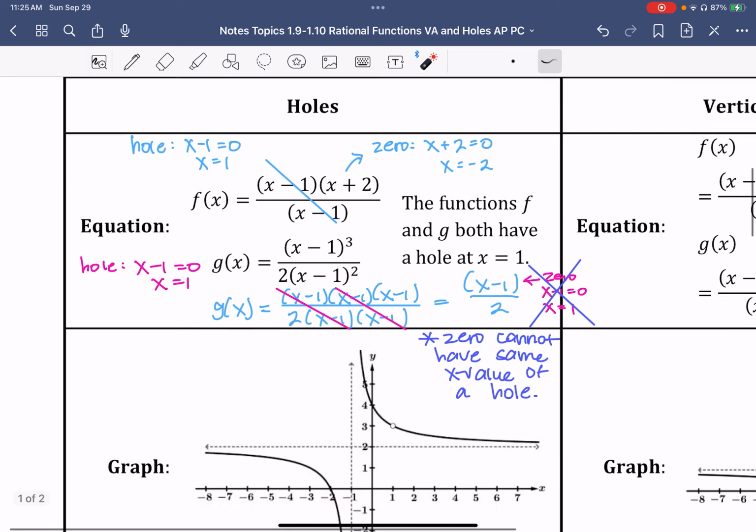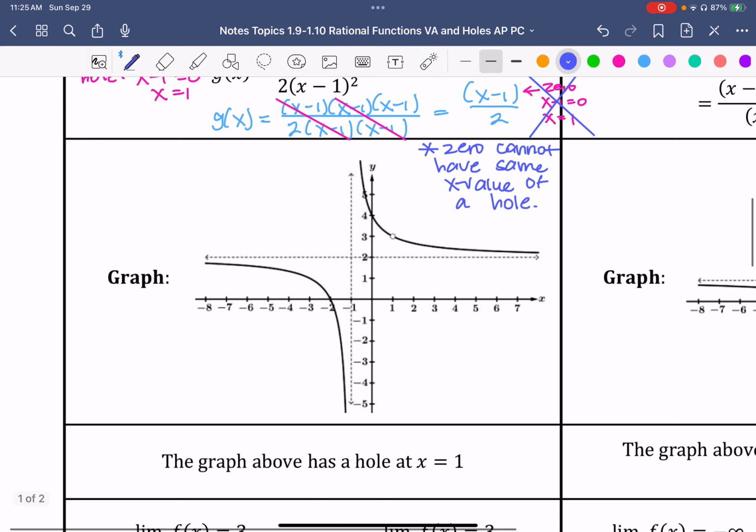Now, if you're looking at this graphically, you can identify what the holes are because it'll be a little open circle on the graph like this one. This one is also at x equals 1. And all holes have a y coordinate.